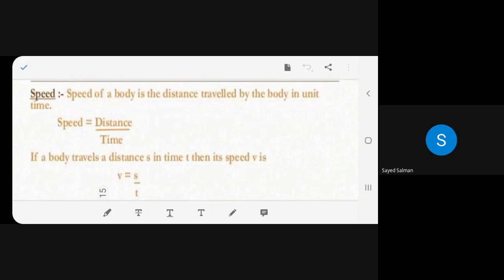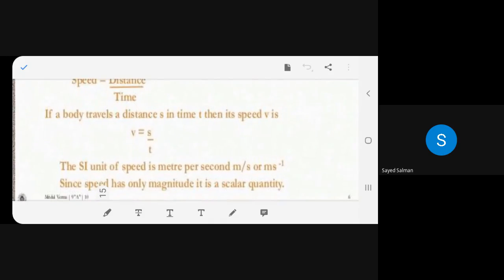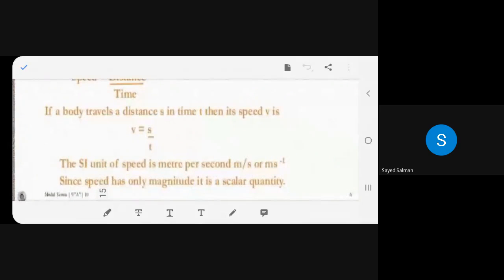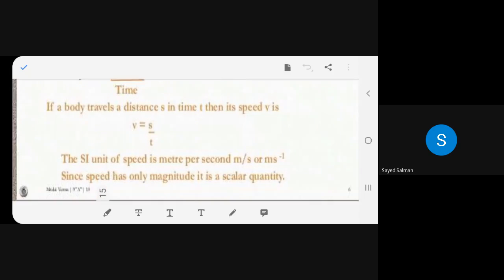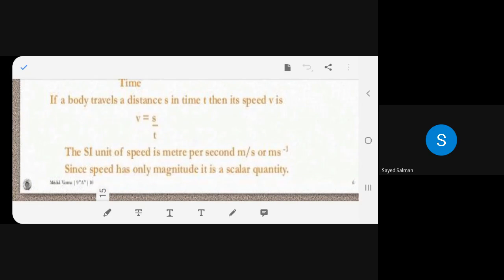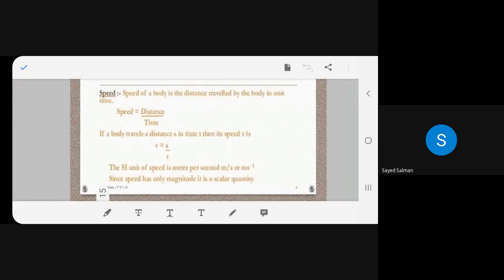Now speed is equal to s upon t, or distance upon time. The unit is meter per second, or meter second inverse, and it is a scalar quantity. Now distance is a scalar quantity. Displacement is a vector quantity. Speed is a scalar quantity. This is how you have to remember. Okay?